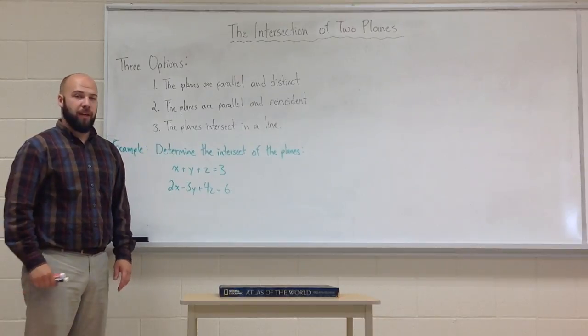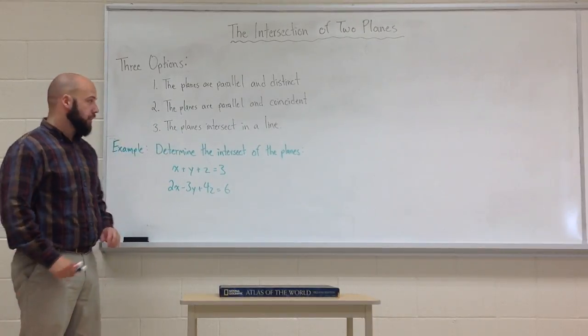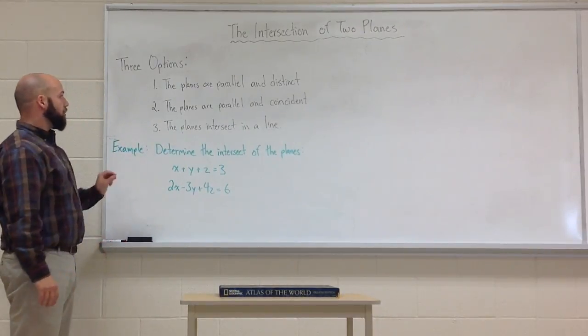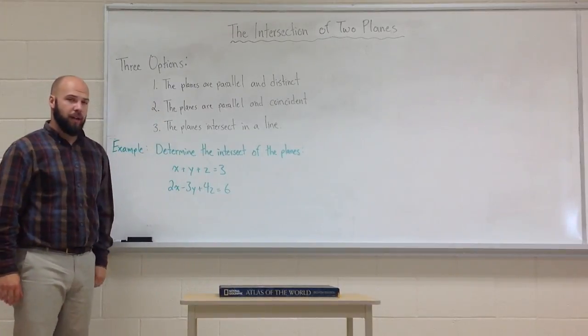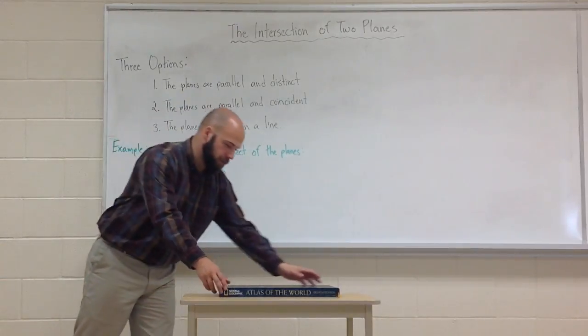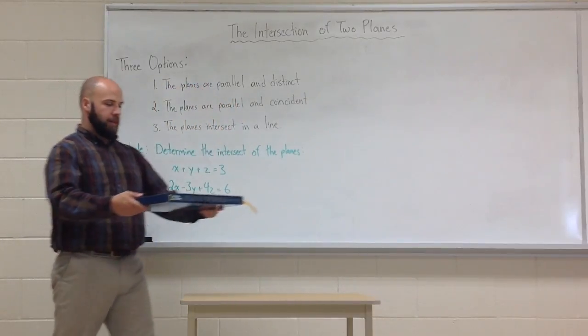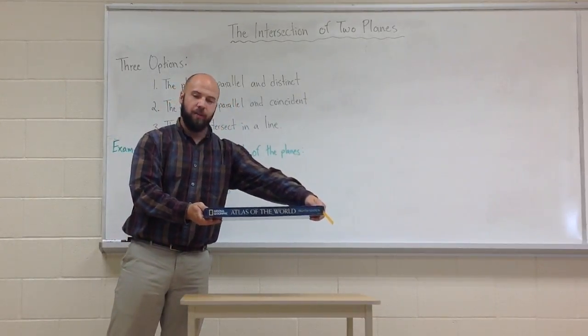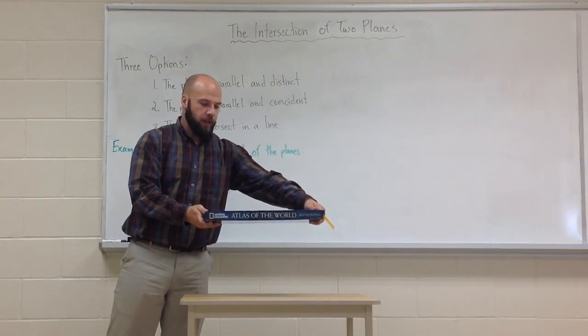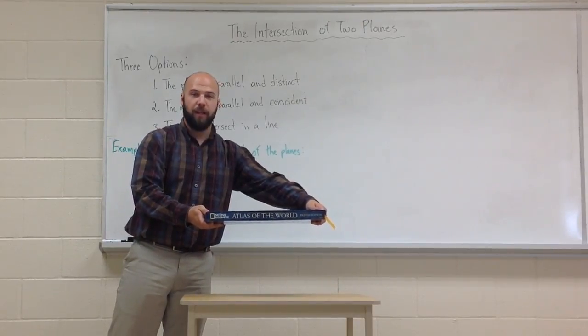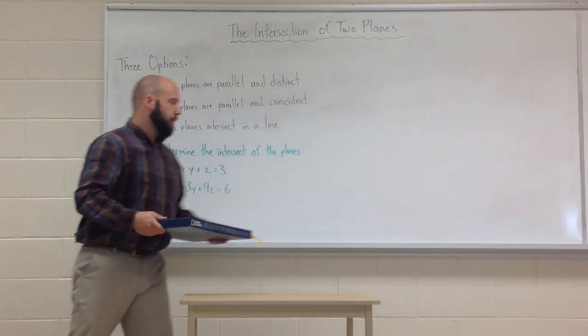Okay, I'm going to talk about the intersection of two planes. So once again, there are three options. The planes can be parallel and distinct. I'm going to use this world atlas and our table to look at planes. Parallel and distinct would mean that one plane is hovering above or below the other. They never touch because they're parallel and they are not the exact same plane.